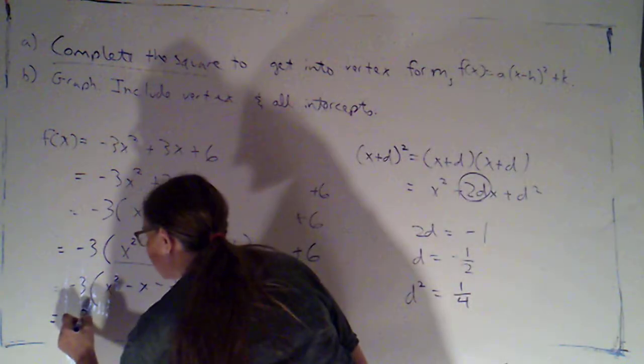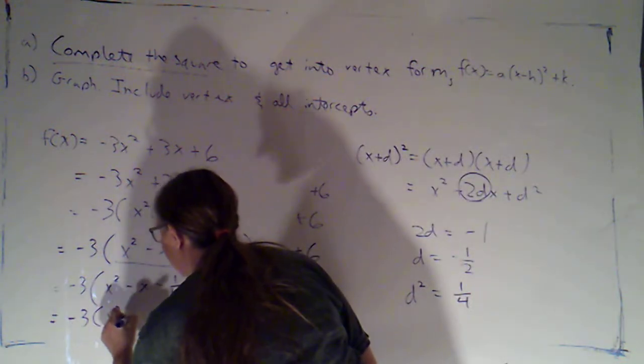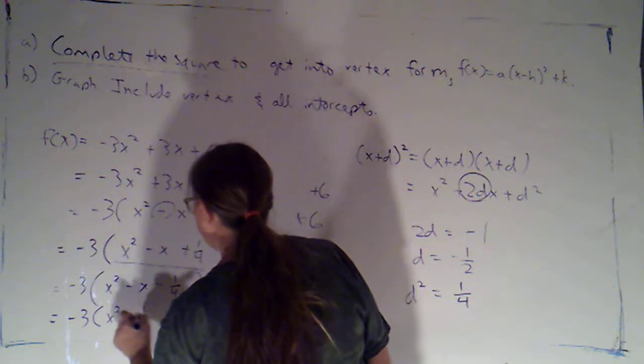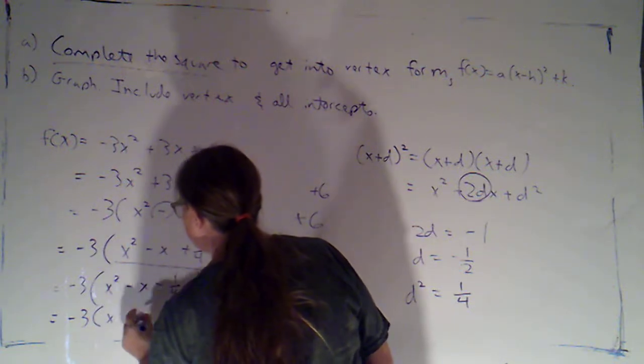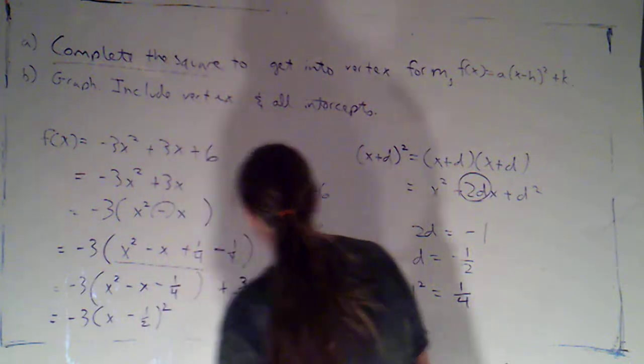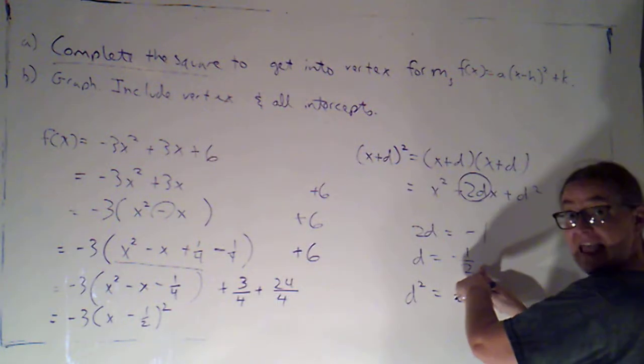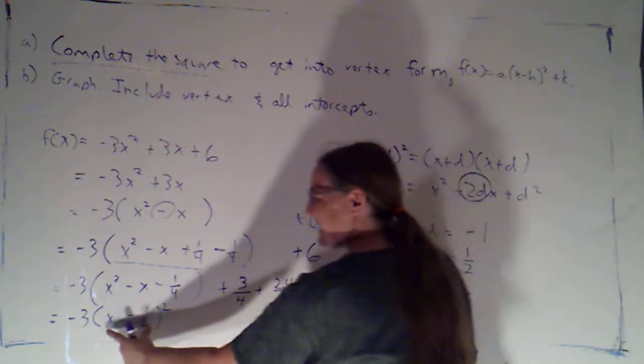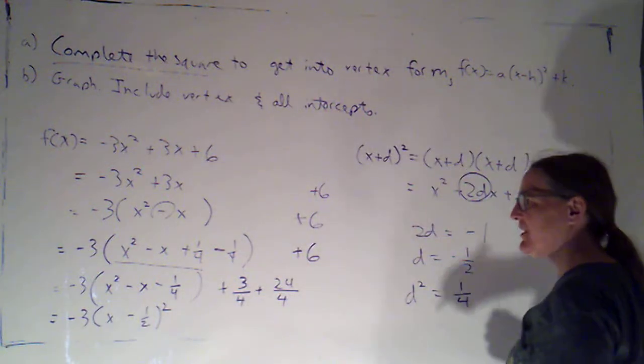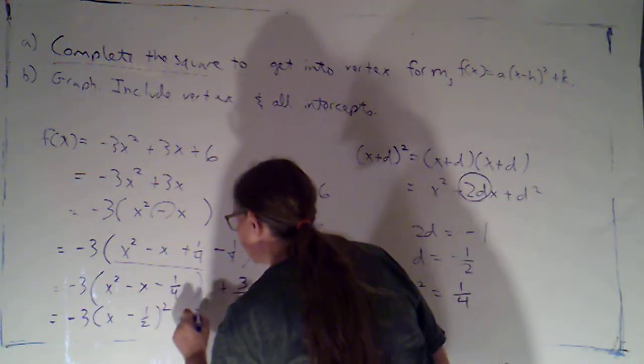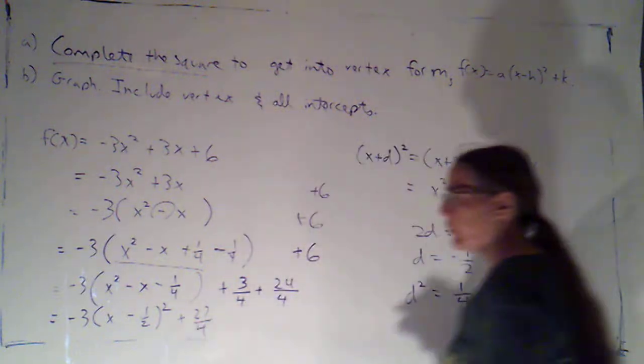So now I can say this is negative 3 times x, and this factors now as x minus 1/2 squared. My d was negative 1/2, so x plus d is x minus 1/2, and then plus 27 fourths.